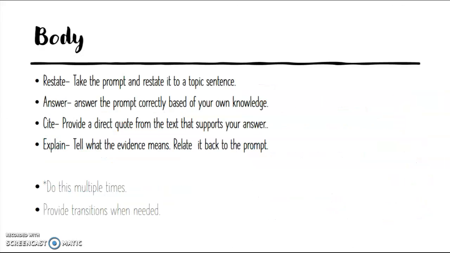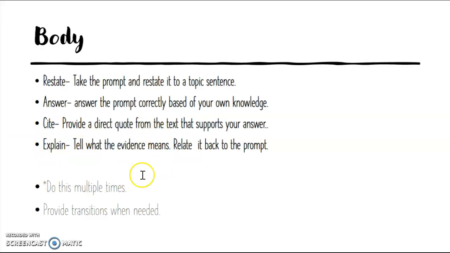After that, you should go to a new paragraph, and you should do this by pressing enter and indenting, and then you should follow the RACE format at least 2 times. Okay, so you should take the prompt and restate it into a topic sentence. You should answer the prompt correctly based off of your own knowledge, your own brain. You should find evidence from the text to directly support your answer. And then you should explain what that evidence means and relate it back to the prompt.